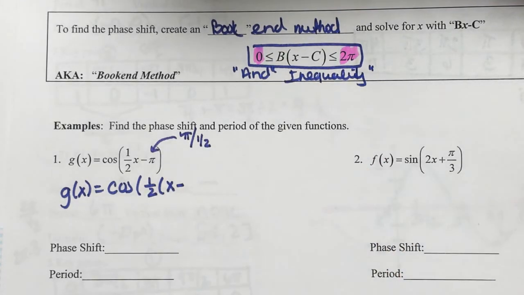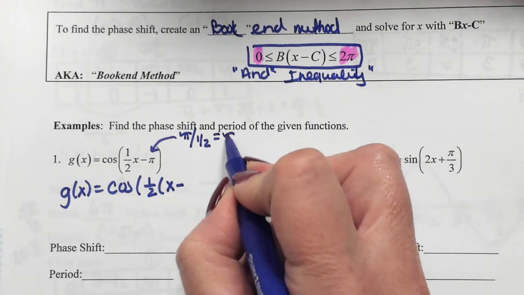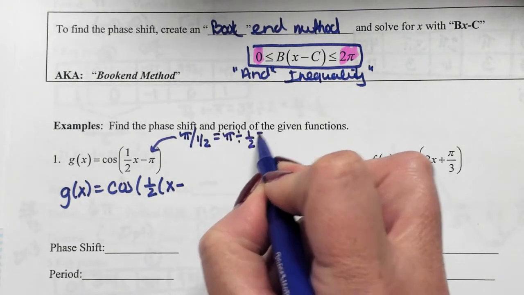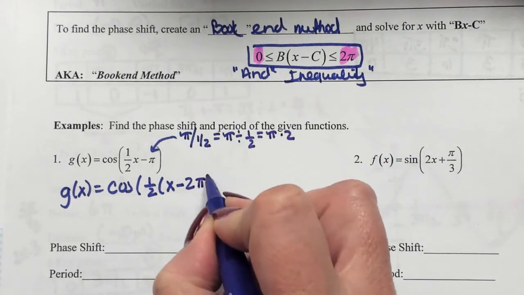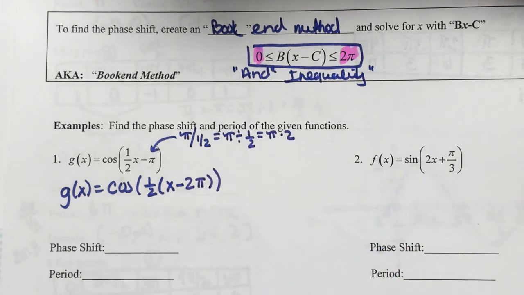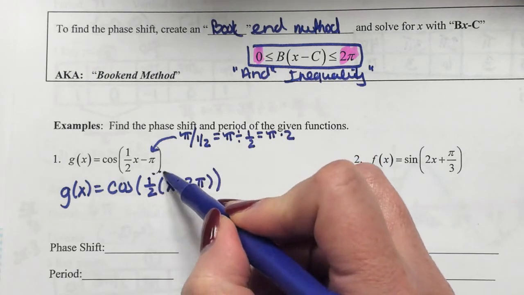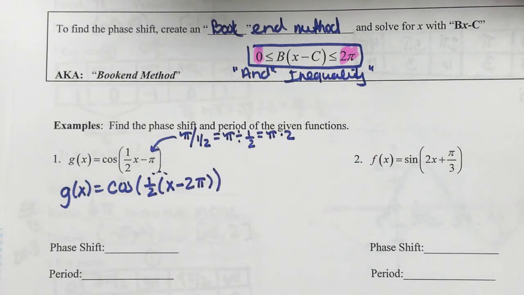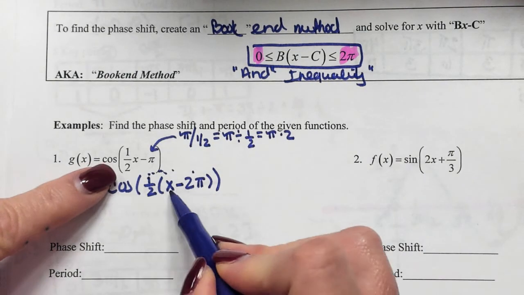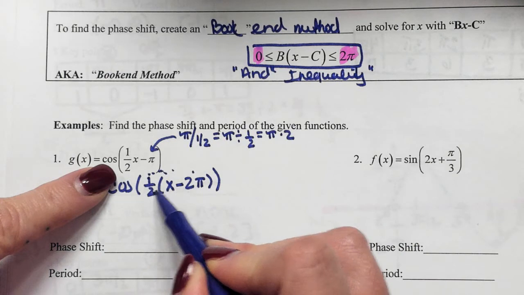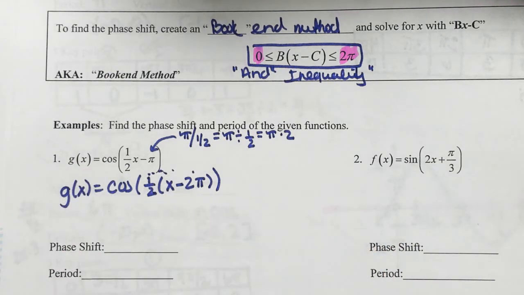And what is pi divided by 1/2? Well, when I divide, I have to multiply by the reciprocal. So this is going to be 2 pi. You can always check your answer after you factor out the b value, because you're basically undoing the distributive property, so when you redistribute you should get back to the original problem. 1/2 times x is 1/2 x, and 1/2 times 2 pi is pi. So any questions on how I factored out that 1/2?